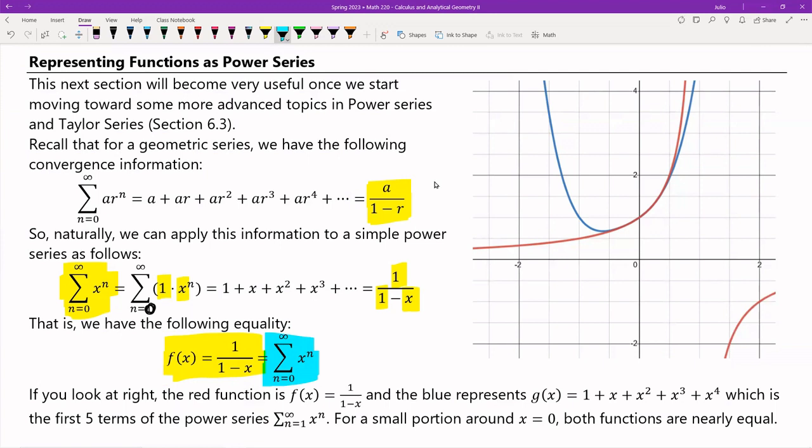Now, in the picture on the right, I do f of x is 1 divided by 1 minus x, and then the blue one is this right here. This is the first five terms of that power series, right? And if you take a look, over this strip right here, those graphs, those two functions look about the same.